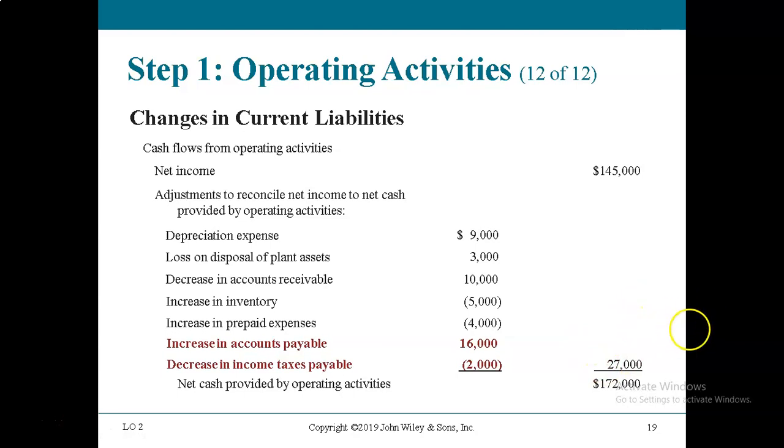Okay, so at the very end, we see that net cash provided by operating activities is $172,000.